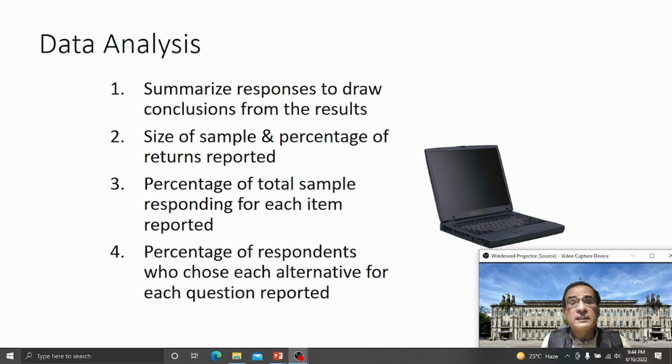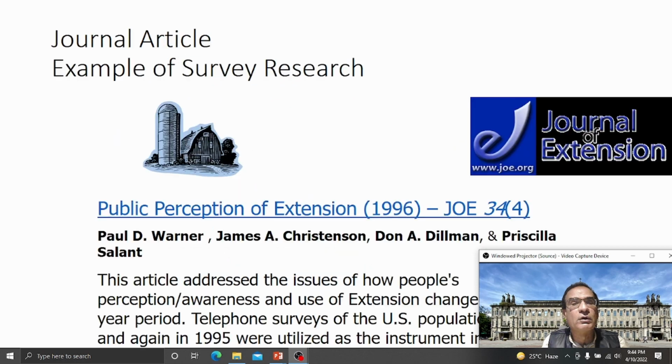Next step is data analysis. For data analysis, summarize the responses to draw conclusions from the results: size of sample, percentage of return, percentage of the total sample responding to each item, and percentage of respondents who choose each alternative in each question response. For data analysis, you have to keep all these points in mind.